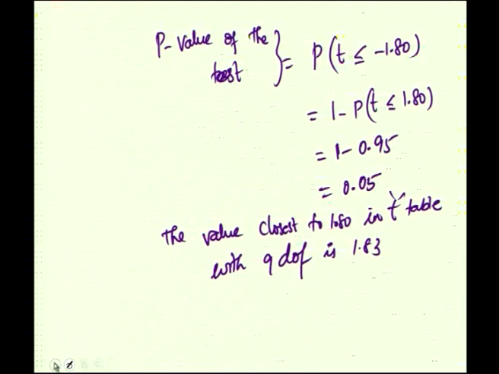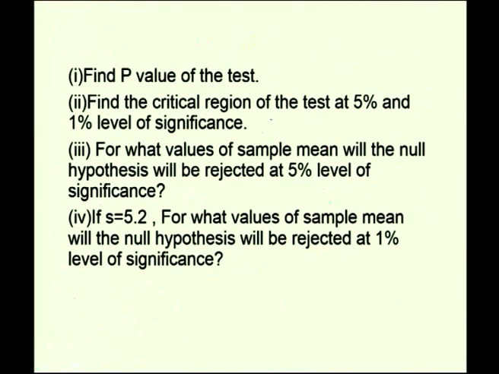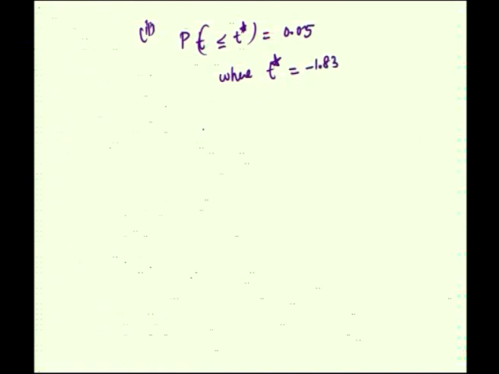Next we find the critical region. The second question is to find the critical region of the test at 5 percentage and 1 percentage level of significance, right. The second subdivision is to find out the critical region. We have p of t less than or equal to t star is equal to 0.05, and we found that t star is equal to minus 1.83, isn't it. So, the critical region is all values, okay, for 5 percentage level of significance.